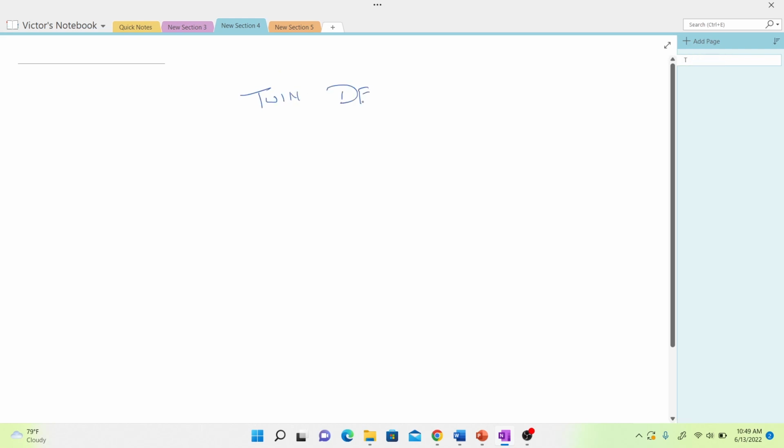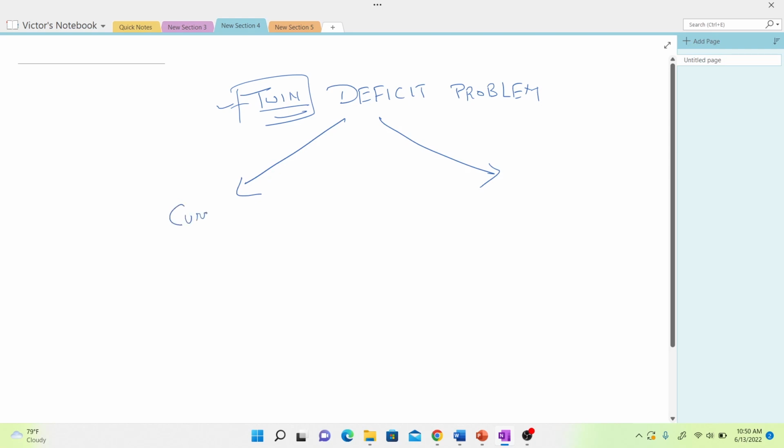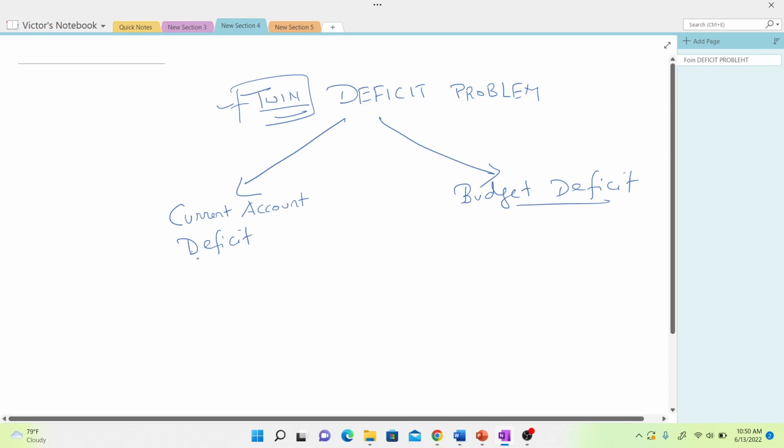Okay, so we'll understand what the twin deficit problem is. This term has the word twin in it. Twin essentially means two things happening simultaneously. So there are two deficits happening simultaneously for Sri Lanka. First is the current account deficit, and the second one is the budget deficit.